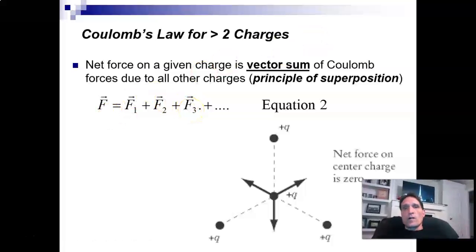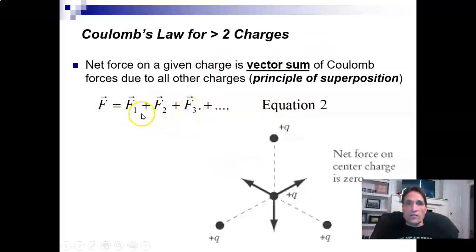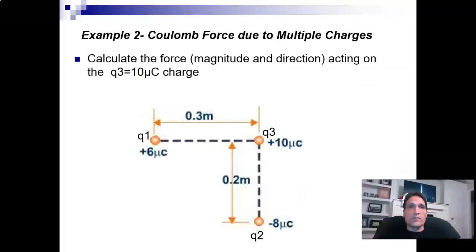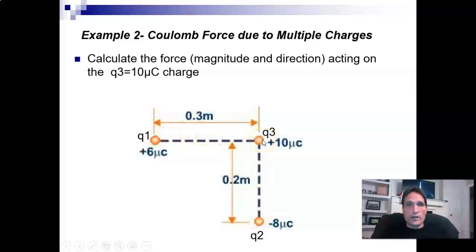And so in other words, if we have a whole bunch of charges, Q1, Q2, and Q3, and we want to determine the total force on some other charge, all we need to do is apply Coulomb's law separately for each charge and add up all the forces to get the total force. And this is what's called superposition. And I think the easiest way to illustrate this is just by doing an example. So let's do that.